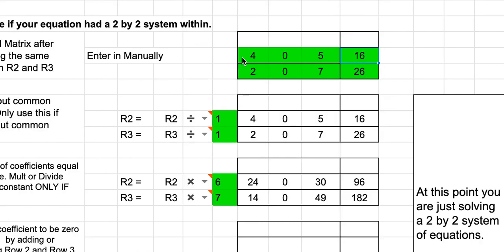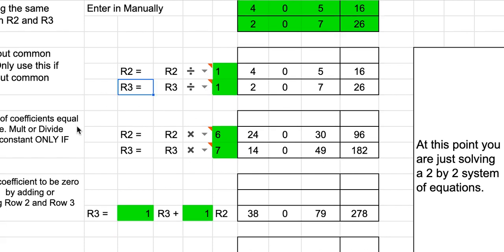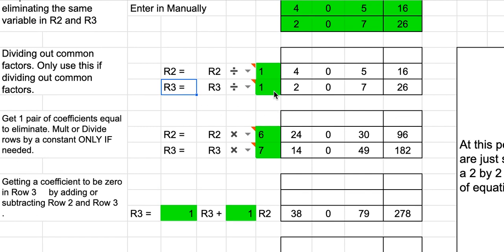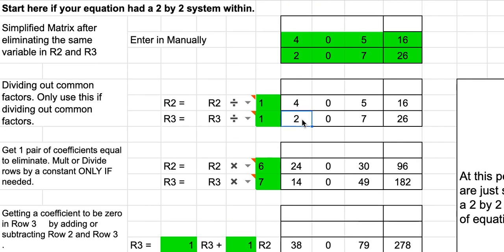So again, are there common factors within this row? No, no. So that's the first thing, common factors. The next thing we want to do is get a pair of coefficients equal. How are we going to do that? Well, let's take a look at this. I think it might be pretty easy to do. This is a 4, this is a 2. Okay, this is a 5, this is a 7.